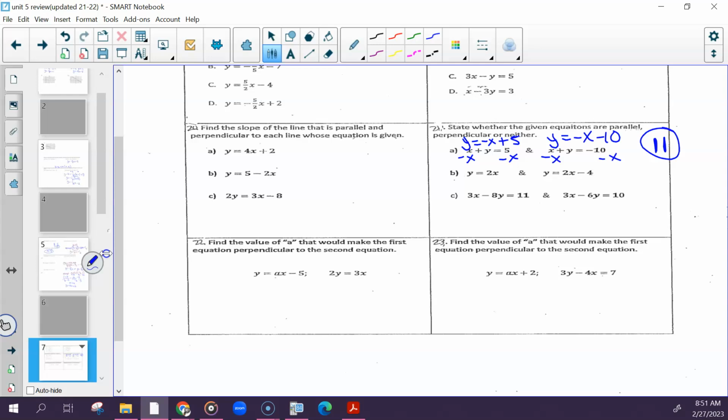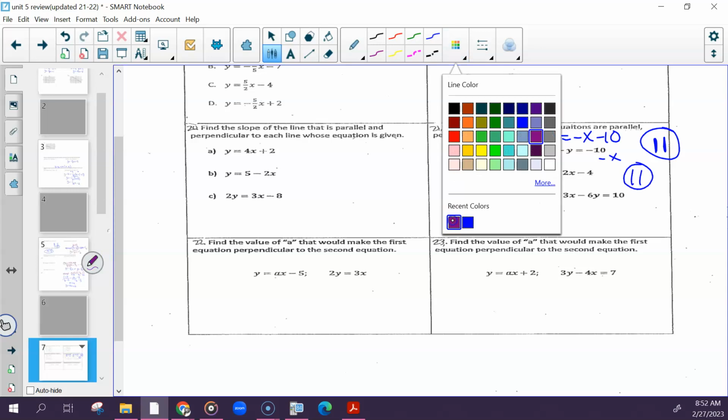Are B's equations parallel, perpendicular, or neither? Someone besides Otis. Emmett? Parallel. How do you know? Because the slope of the y-intercept.